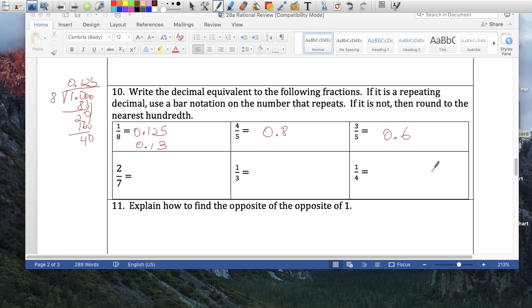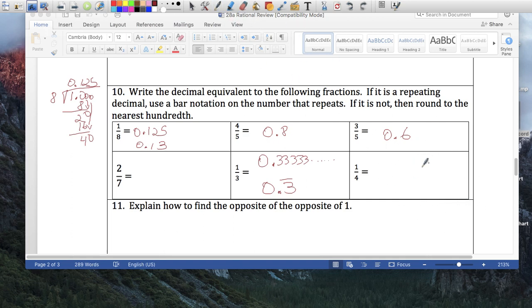1/3. Now 1/3, I'll do 1/3. 0 goes here, right? We're going to add a 0. 3 goes into 10 3 times, which is 9. 1 left over, add a 0, bring that down. And it's going to be 3 again. If I add a 0 again, it's going to be 3, 3, 3, 3, 3. So 1/3 as a decimal is going to be 0.33333, going on and on. Or with the bar notation, we're going to use 0.3 with the bar on top. That indicates that the 3's repeat over and over again.